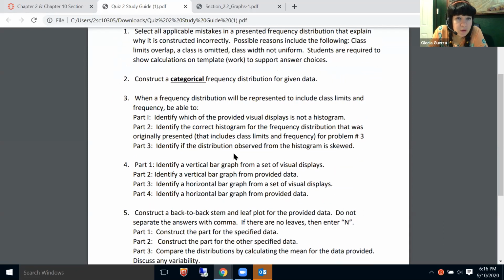But we're going to focus now on 2.2, which is basically question number 3. On your quiz you'll have to identify which of the provided visual displays is not a histogram. Then you'll have to identify the correct histogram for some information given on the frequency distribution. And then you'll have to identify the distribution observed from a histogram. That's some of what we'll be covering today in this lesson.